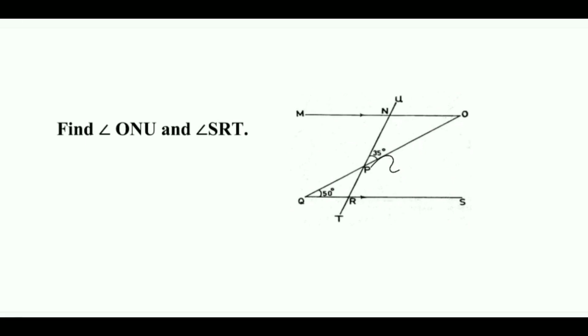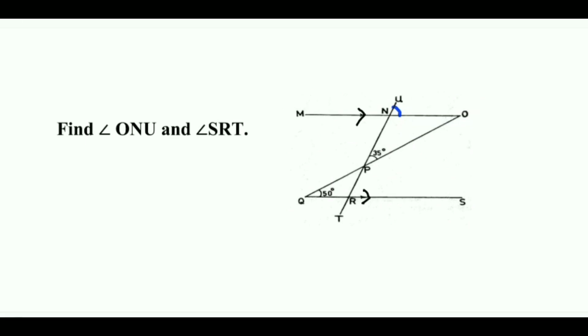All right, so the problem here is find angle ONU, and so you need to identify ONU. So that's this angle here, this small angle here. How do we find this angle here? There's an arrow here to show that line MO is parallel to line QS. So we have a pair of parallel lines.